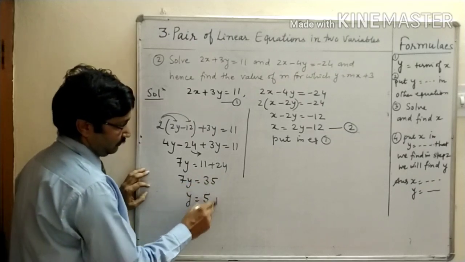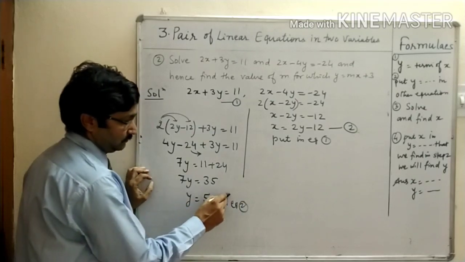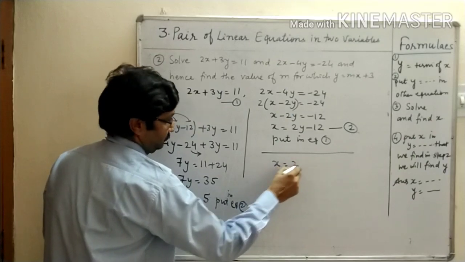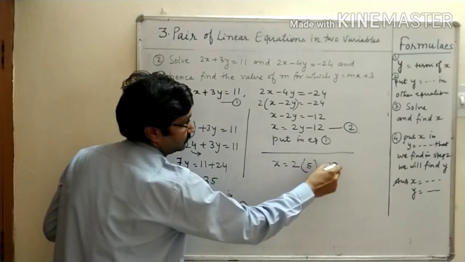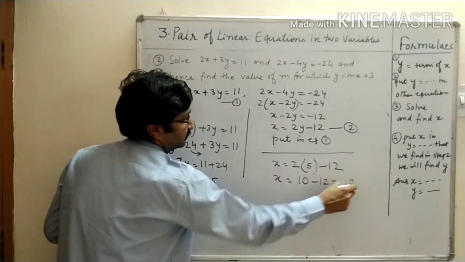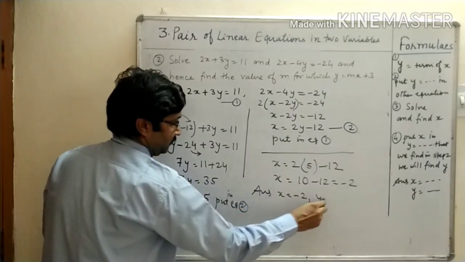And y equal to 5 you put in equation 2. Look here, x equal to 2y minus 12, and in place of y you put 5. So x equal to 2 times 5, that is 10, minus 12, that we get minus 2. Now we get the answer x equal to minus 2 and y equal to 5.